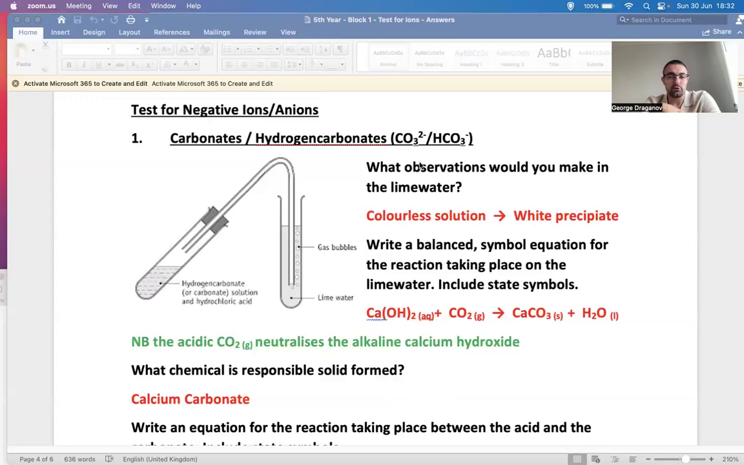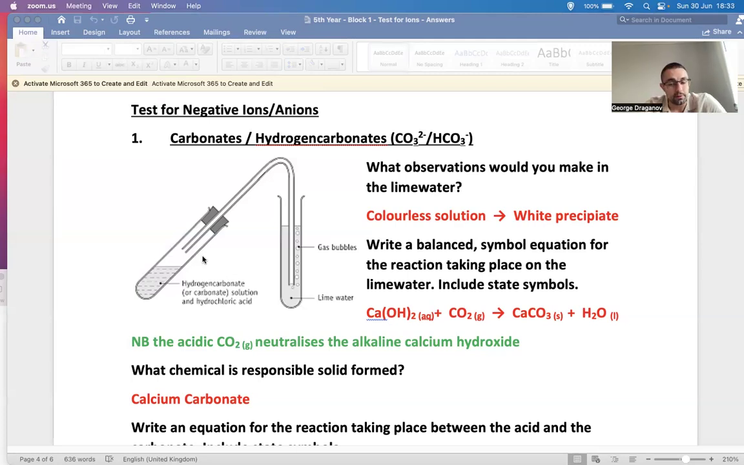Now, the carbonate test, as you can see, is actually the same as the hydrogen carbonate test because it contains a carbonate. So we're testing for the presence of the CO3 2- ion. What you do is you take the substance that you think contains the carbonate. So here's a solution of a carbonate, and you add hydrochloric acid, or technically any acid, to it. As soon as you add the acid, if you observe fizzing, then you have a positive test for the carbonate ion.